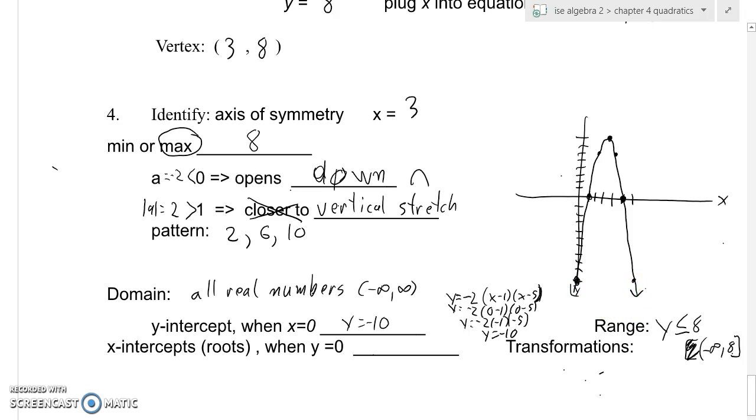Our x-intercepts are 1 and 2, 3, 4, 5, which we know from the top. 1 and 5, which match up with our p and our q.